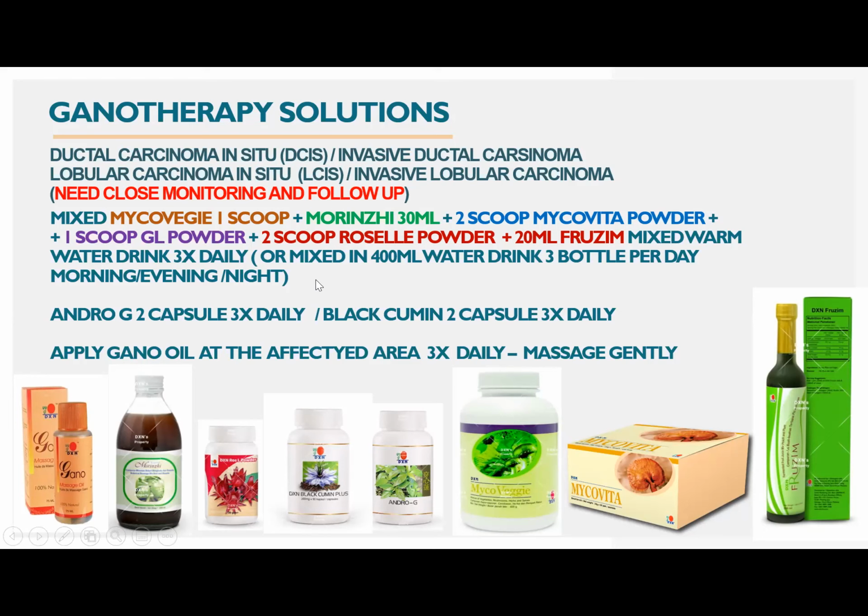When they start to do that, there is a plentiful amount of all these things entering the body, which becomes an alkalining agent. We are supplying the alkalining agent to the body. And Andro-G, 2 capsules 3 times daily, and black cumin 2 capsules 3 times daily.